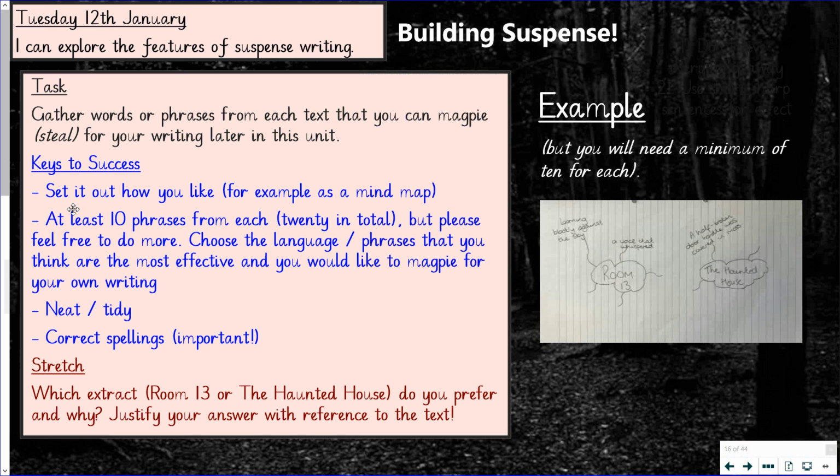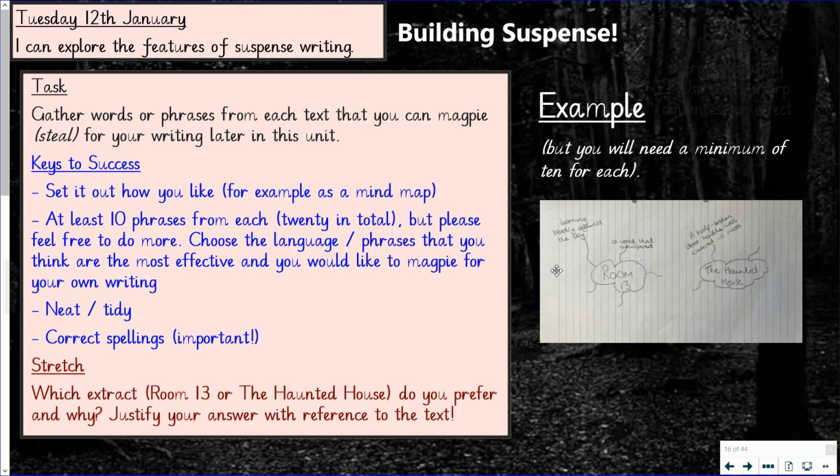In terms of how you set it out, I'm going to say as Year 6, I'm not going to tie you down to you must do it like this or must do it like that. You can set it out how you like. And I've put an example there. You could just do it as a mind map. So over here I've drawn Room 13 on one side, and I've gathered a couple of phrases: looming blackly against the sky, a voice that whispered. And then the other side you could have the haunted house: a half broken door handle was covered in moss. That is one way of setting it out. It might be that you just put subheadings and bullet point the 10 phrases or sentences underneath. It's completely up to you how you set it out, as long as you gather the phrases.